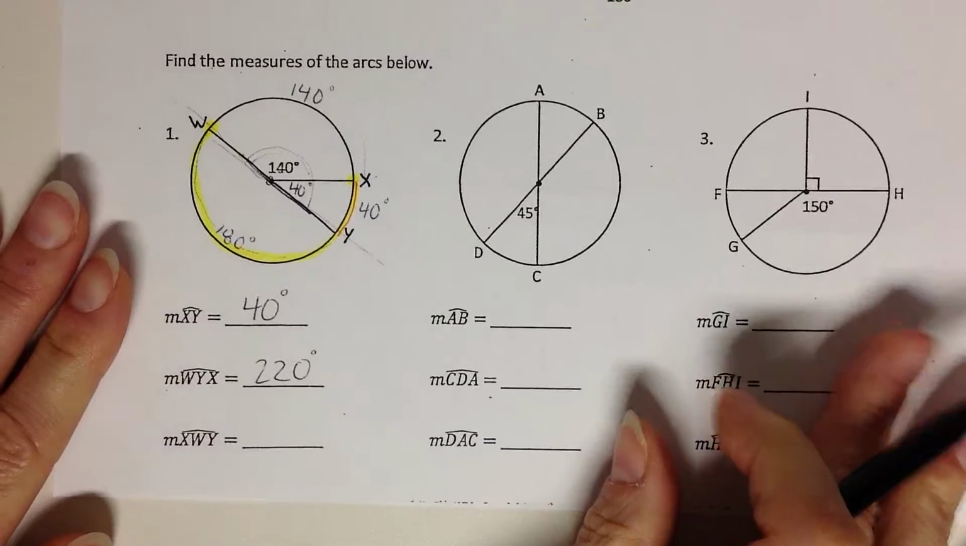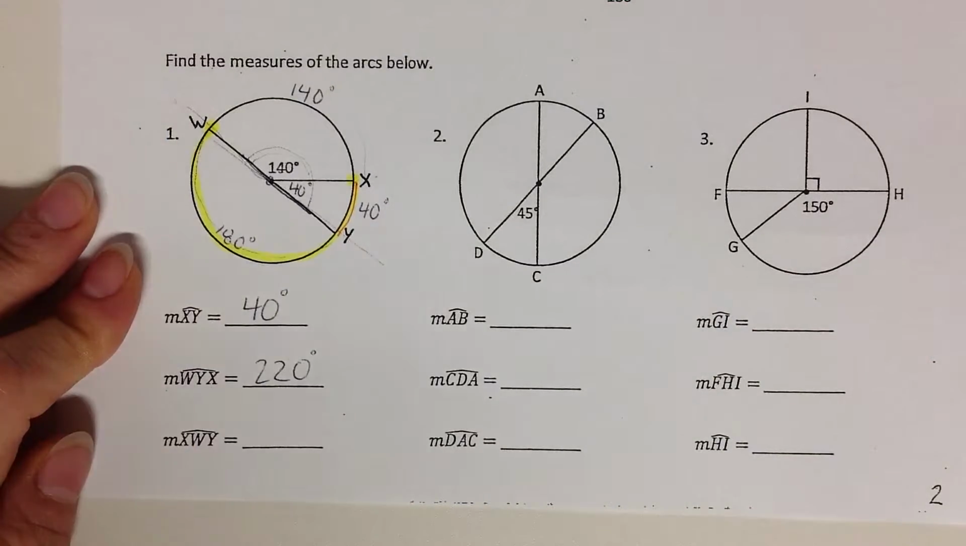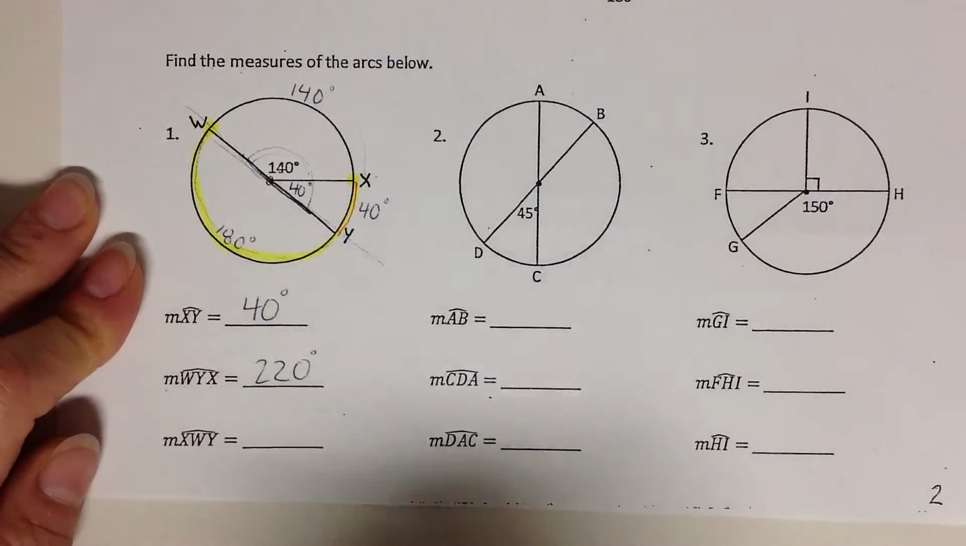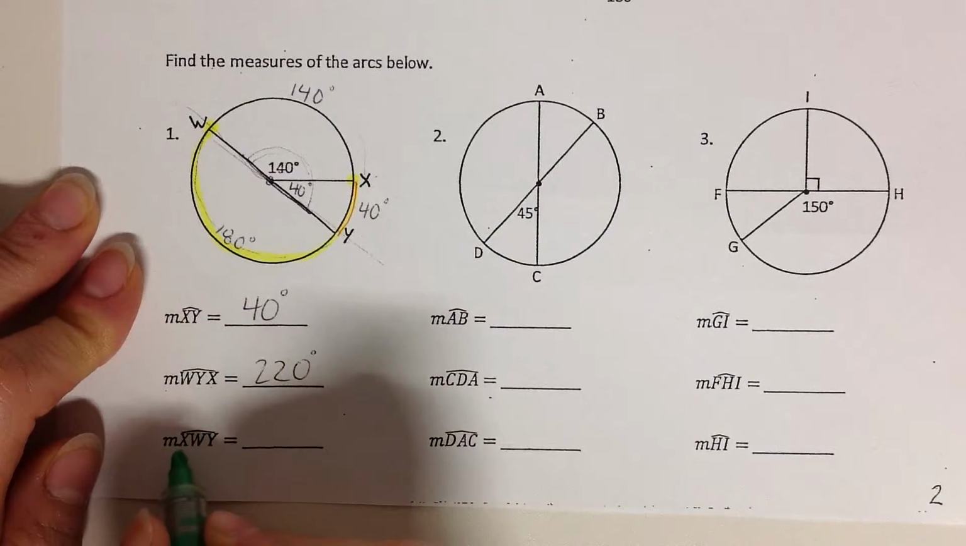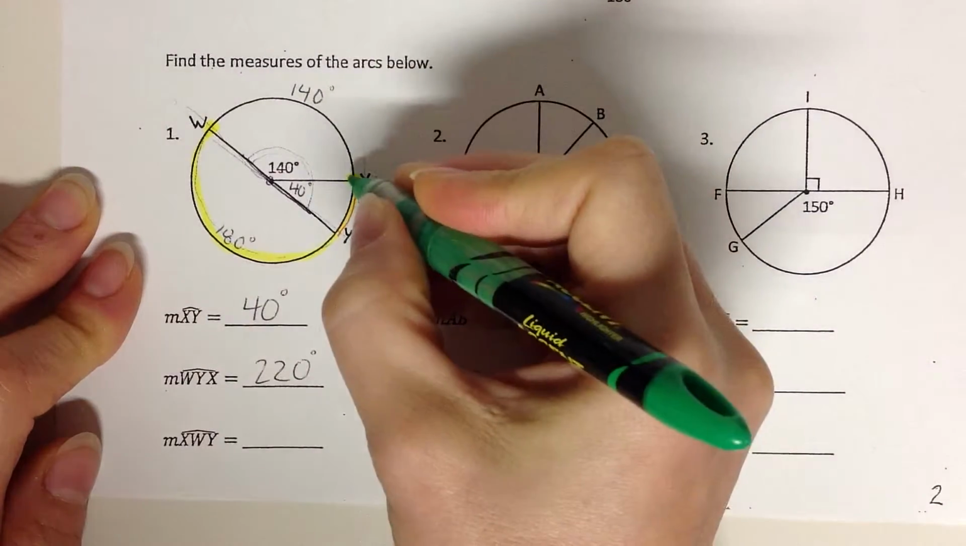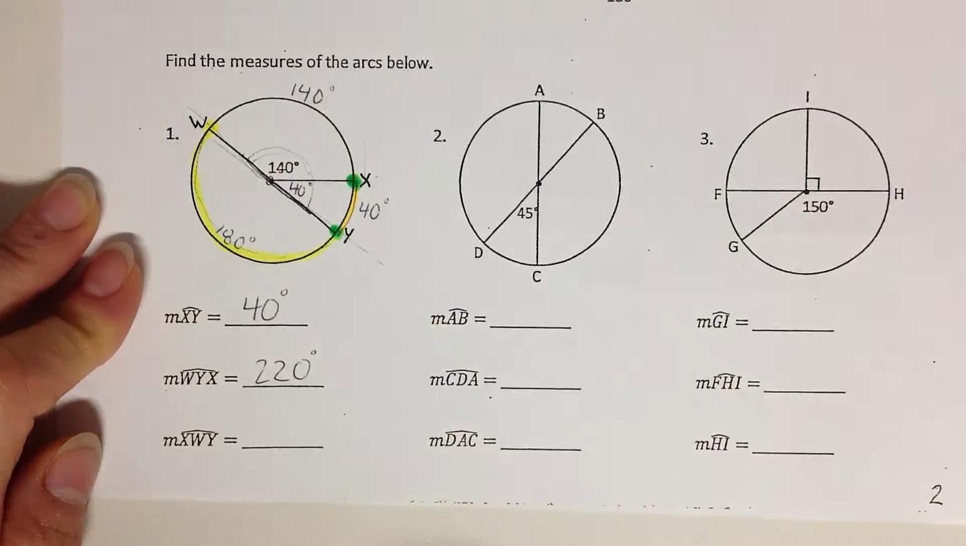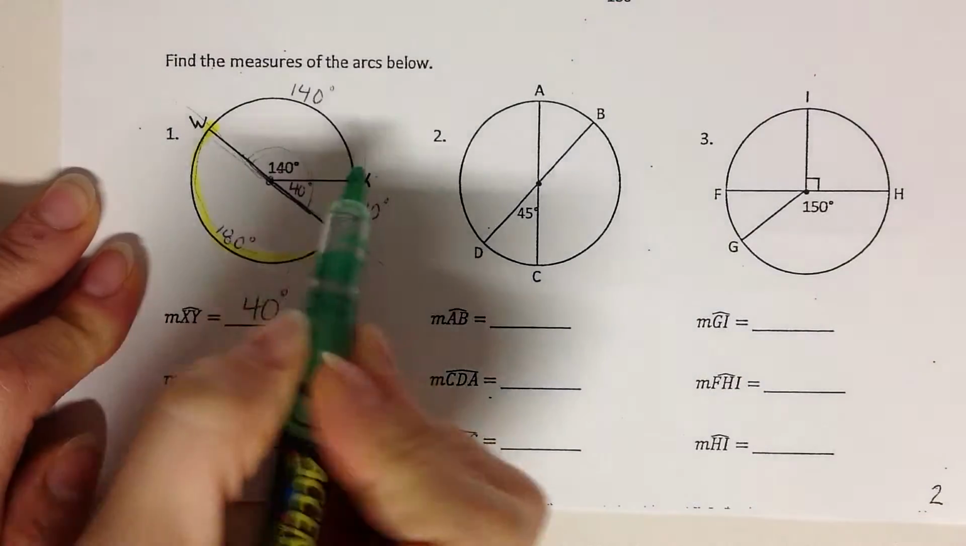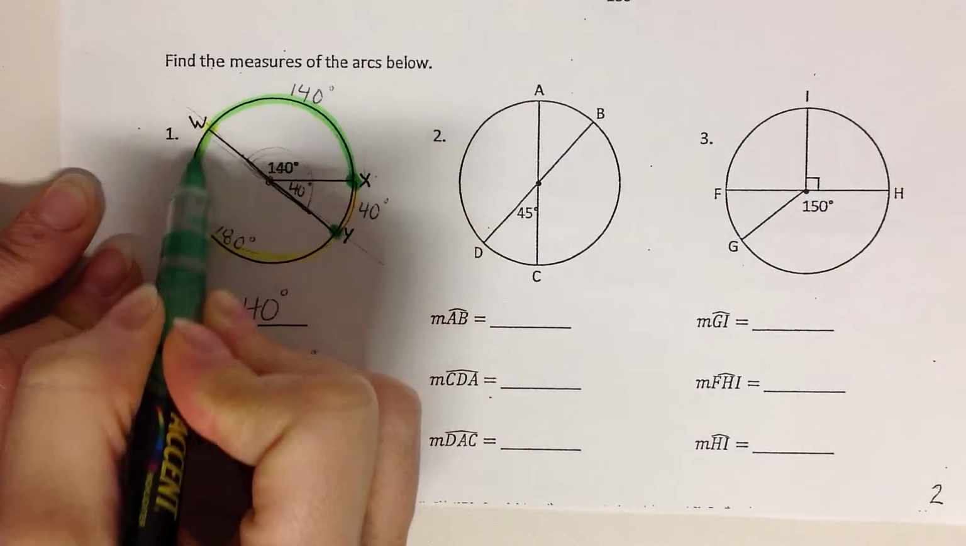Alright, let's do this last one here. The measurement of arc, use green this time. Start at X, end at Y, and I have to go through W. So the long way here.